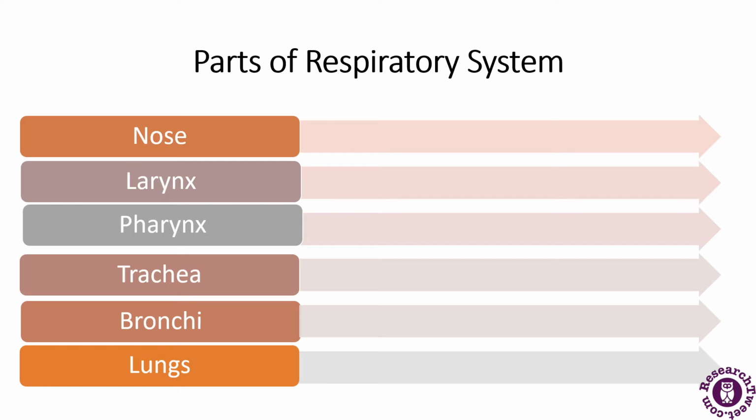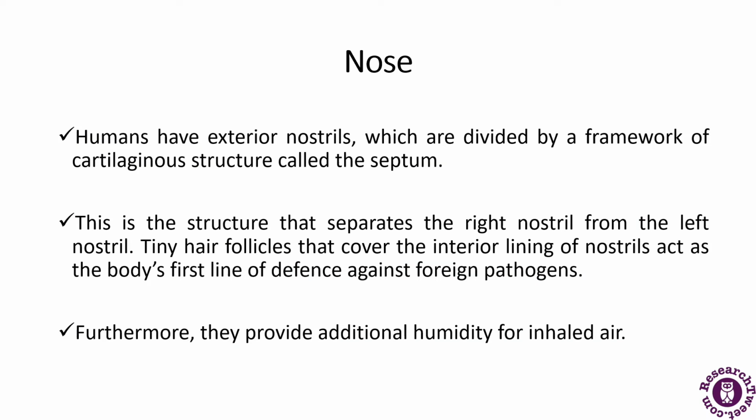Now there are various parts of the human respiratory system. And what are these parts? They are the nose, larynx, pharynx, trachea, bronchi, and lungs. All these parts were also displayed in the figure shown in the previous slide. Next we will discuss the functions of the different parts of the respiratory system.